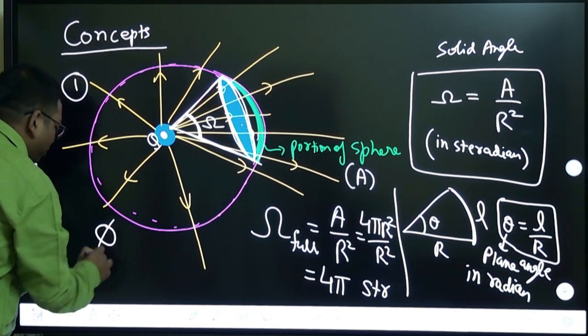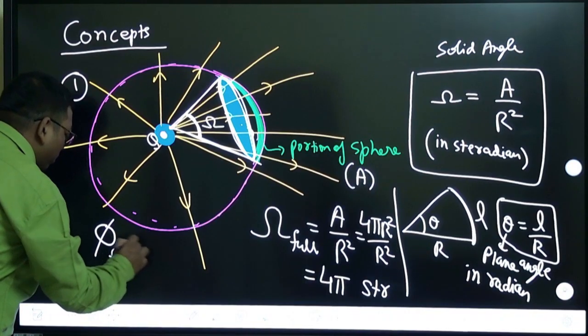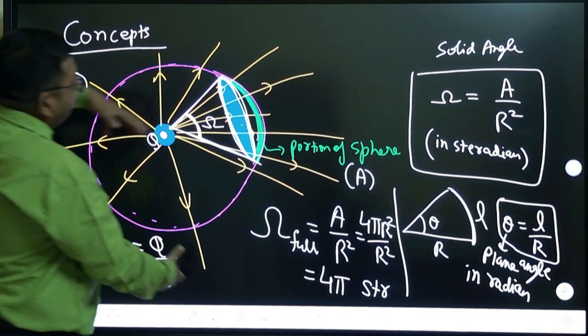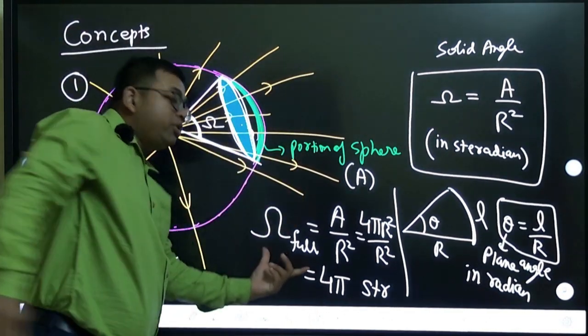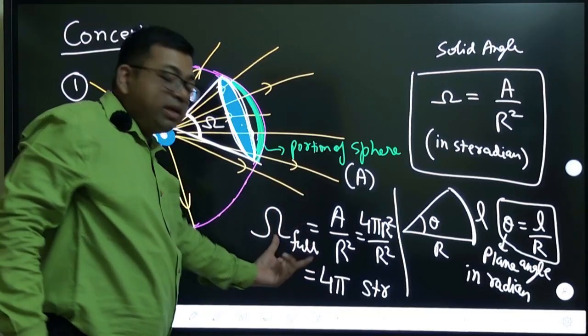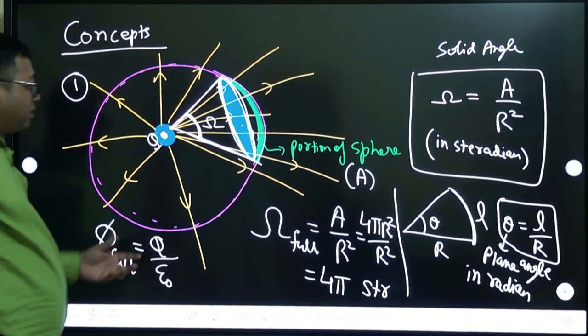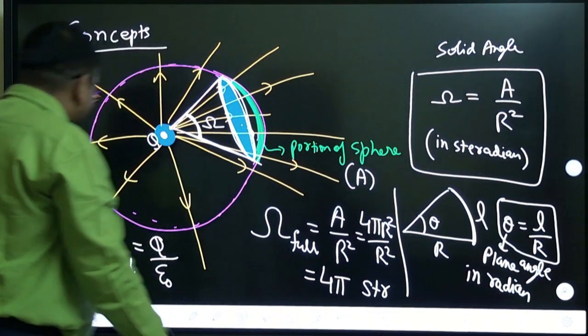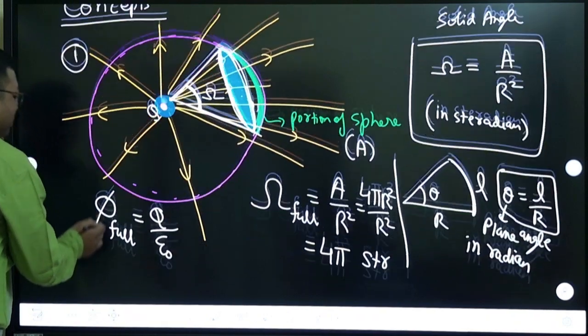Full flux we know, total flux. Full flux is charge inside by epsilon naught. And full flux means we are taking the full solid angle. So full solid angle means full flux. So this much solid angle means that much flux. Okay. So this is unitary method. Now you use unitary method.